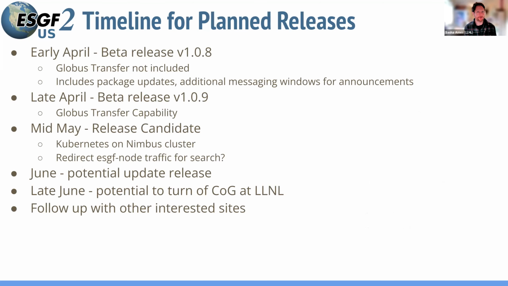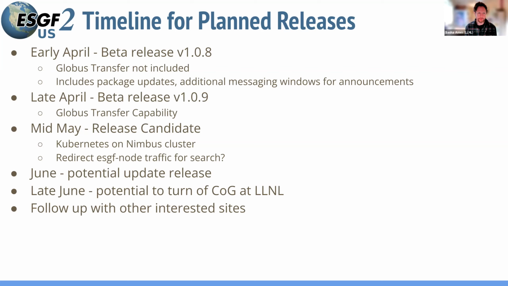So I'll give a quick timeline for planned releases for updating the platform, getting us to production, since we're interested in doing that at Lawrence Livermore, hopefully in this half of the year. We have a new beta release coming out that does not include Globus transfer, but updates the packages. That won't really affect any functionality, but we're adding more messaging because we want to provide useful information about the platform, which is ESGF in general.